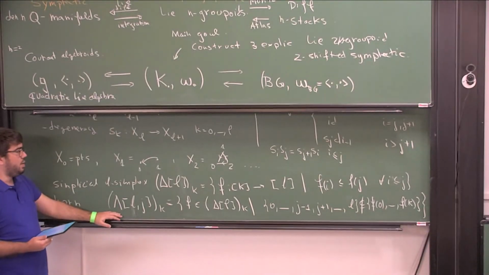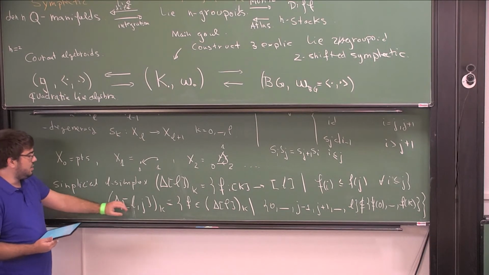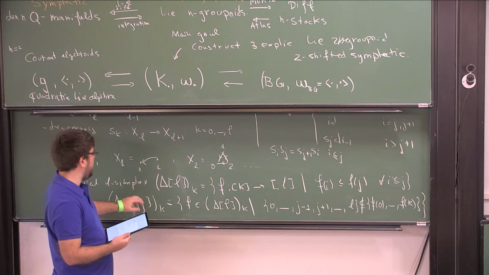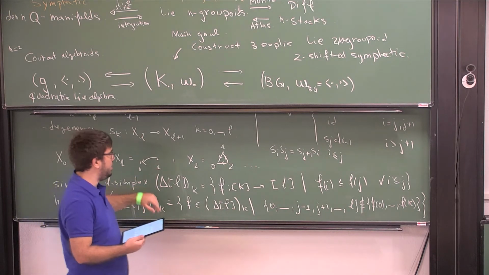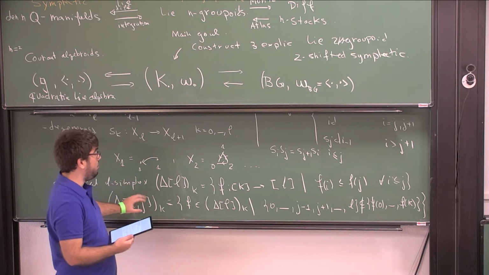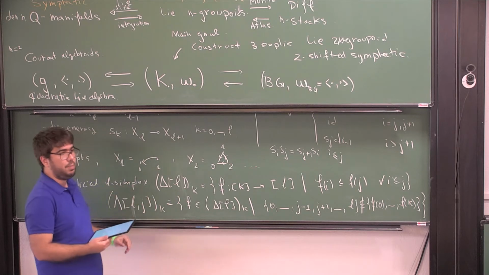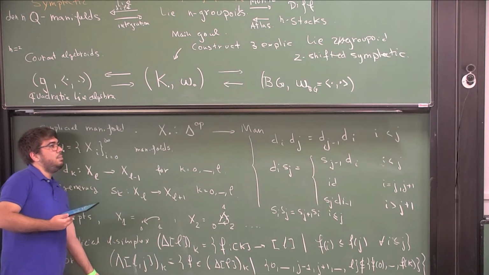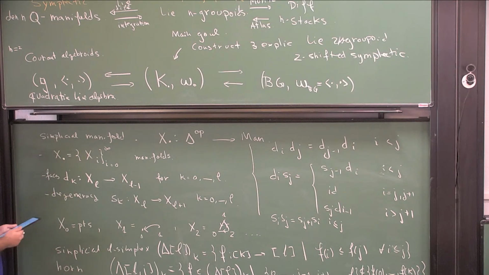So basically, this horn is just taking out the j-th face and the face of the top degree of my simplicial l-simplex. So this is basically what I need in order to define what Lie n-groupoids are.